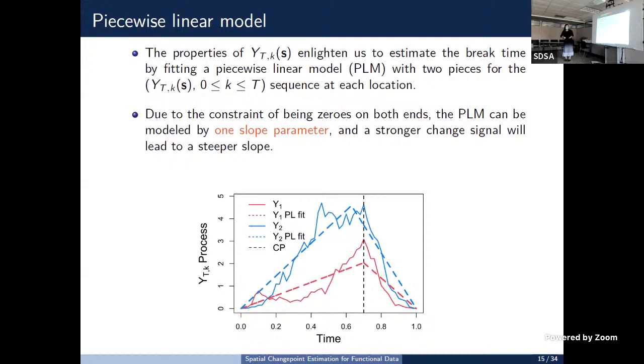In this plot, we show how the piecewise model fits. The red curve and the blue curve are two examples of the Y process. The red dashed line and blue dashed line represent the piecewise linear fit with our variance form from the theoretical result. If we directly take where it gets the peak, as in Alexander's paper, the blue one has change point here, the red one has change point here. The black vertical line represents where the true change point is. So we can see if we don't take the uncertainty, the variance, right, the change point can be very far from the real result. After we use the piecewise linear model, it becomes closer to the real result. So this is how our piecewise linear model works.